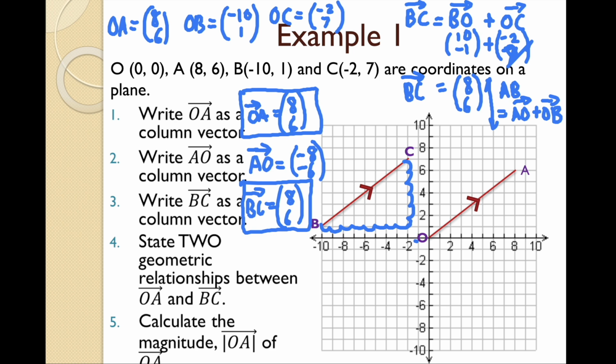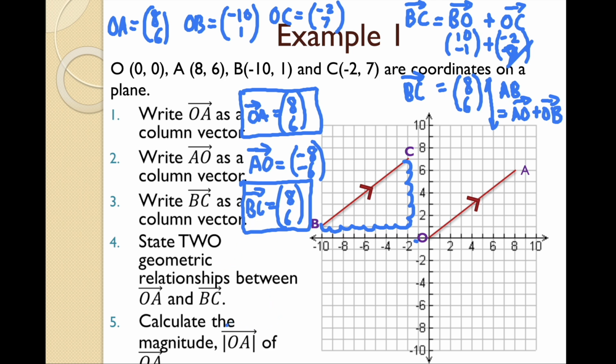OA is 8, 6, and BC is also what? 8, 6. Great. Because they both have the same vector, 8, 6, we know that they are parallel in this case because they don't share a common point, yeah? So same size and parallel.